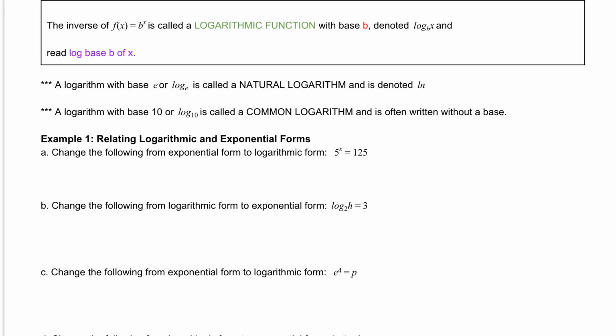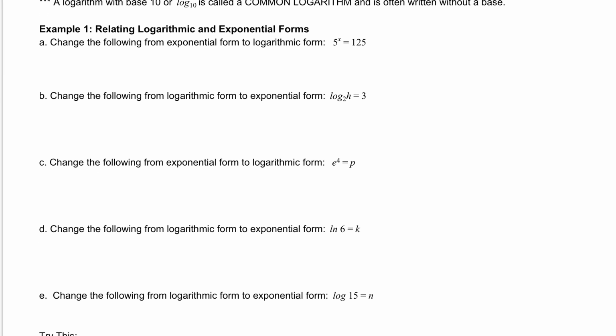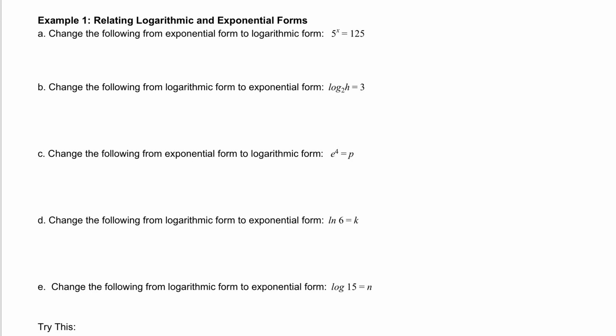Now as we move to example 1, we're going to be going back and forth between log form and exponential form. In letter A, we have exponential form and we want to change it to log form. To do that, we'll start with the log. The base of my exponential function is 5, so the base of my log will also be 5, and that base is written as a subscript. We're taking the log base 5 of our number over here, which is 125, and it's equal to the exponent, which is x.